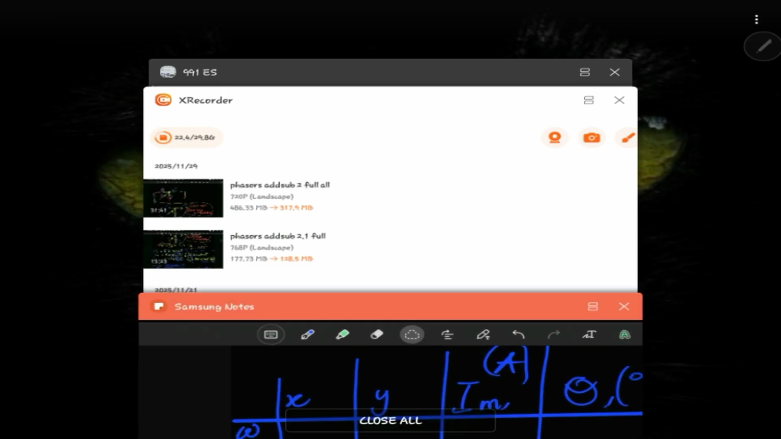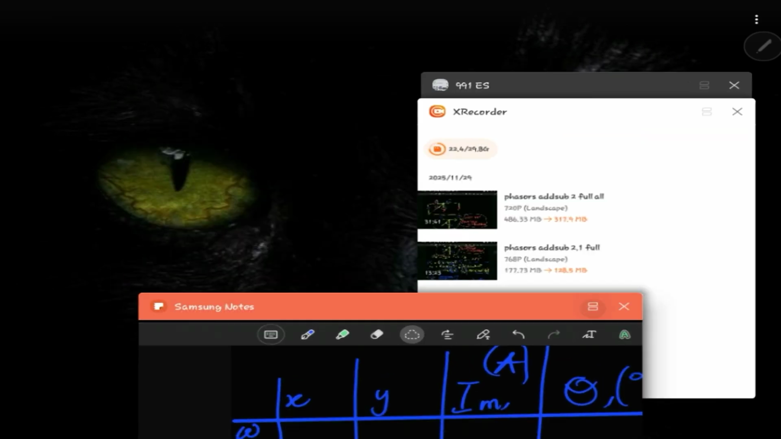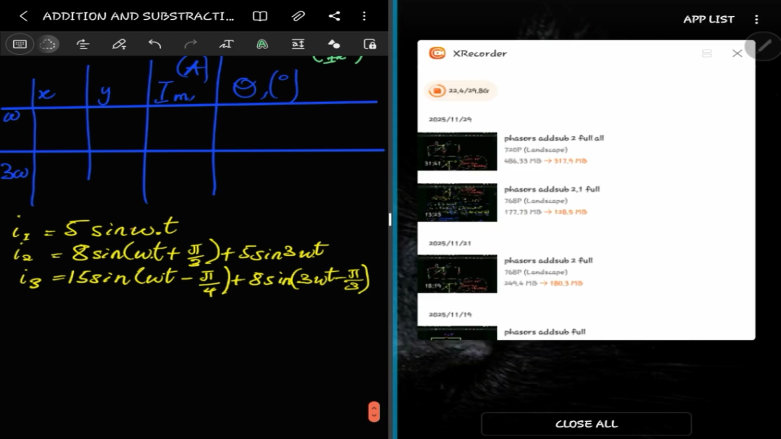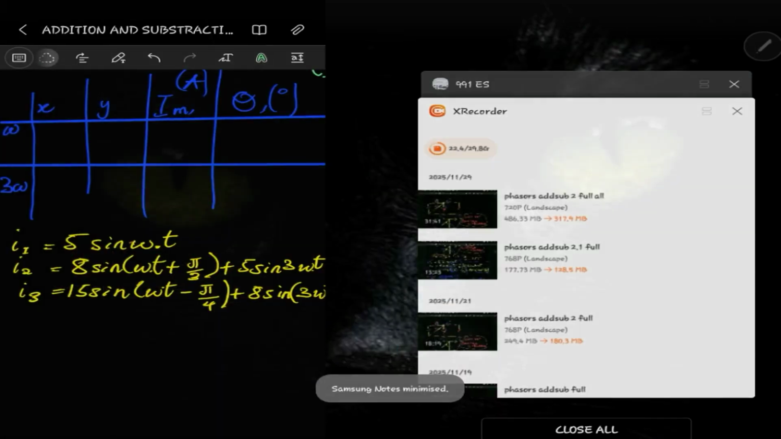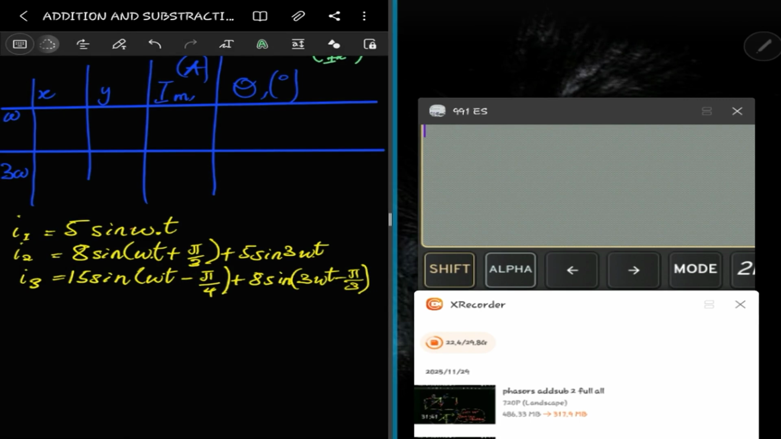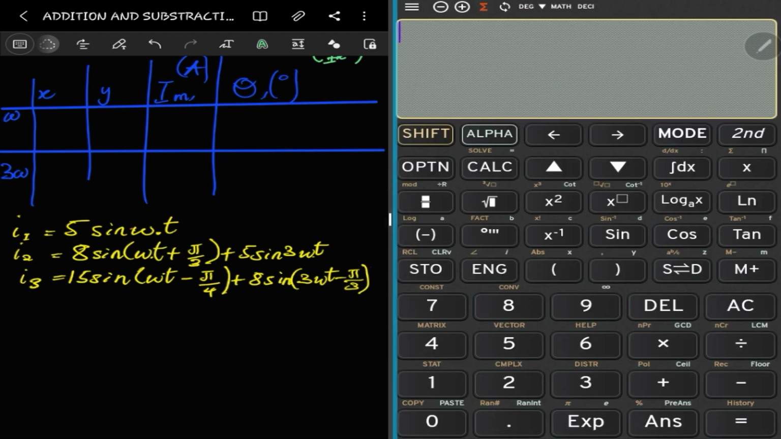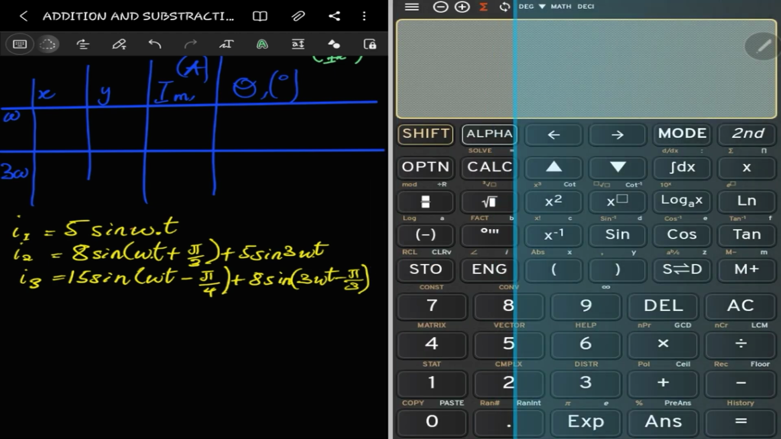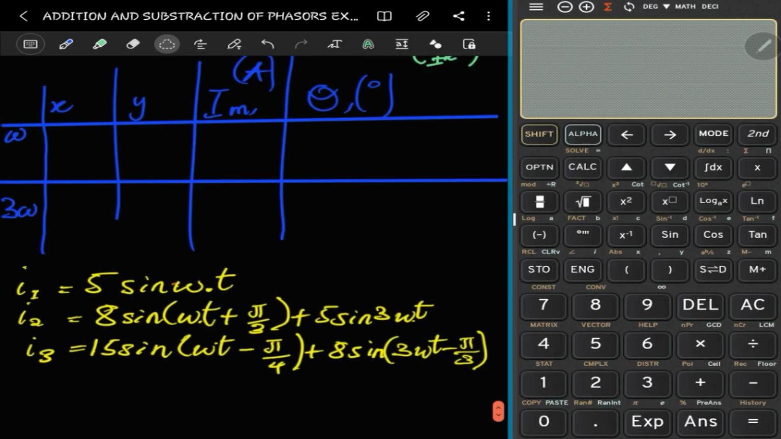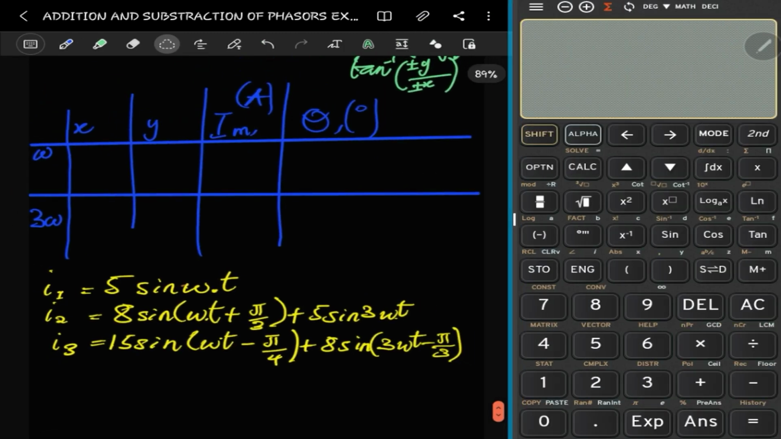Alright, so because we are using a calculator, let's split the screen so you're able to follow. We already know the formulas that we are supposed to use, so that makes our work easier and makes it flow well. Alright, so now we have our table, we have what we need, so now we move on. So now we are dealing with this side.